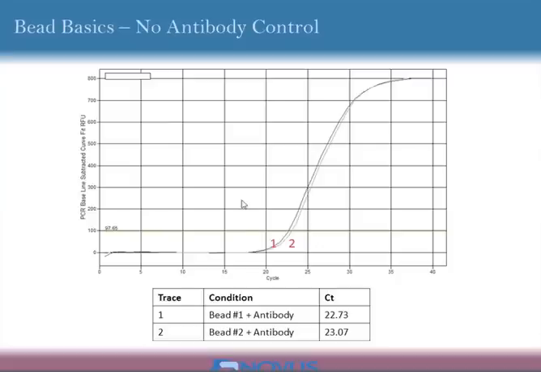So here, if we look at a graph of a real-time PCR run, where we see cycles here versus baseline fluorescence here, we can see 2 different beads that were pulling down the exact same antibody compared to each other, number 1 and number 2. And we can see that they're very, very close to each other. These are both crossing the baseline threshold here at about 22.73 cycles and 23.07. So very close. They're amplifying almost exactly the same, pulled down the same amount of that modified protein, but it's not the full story.